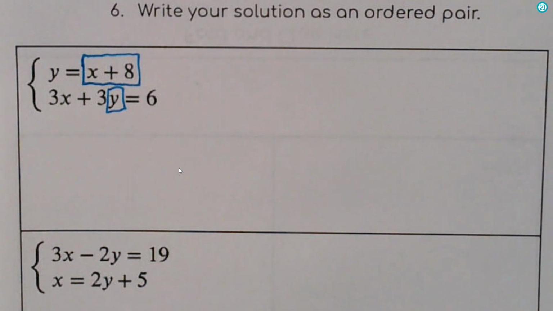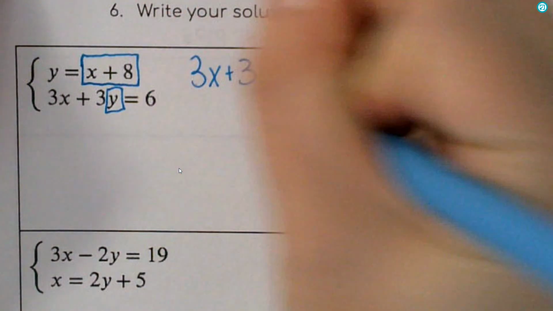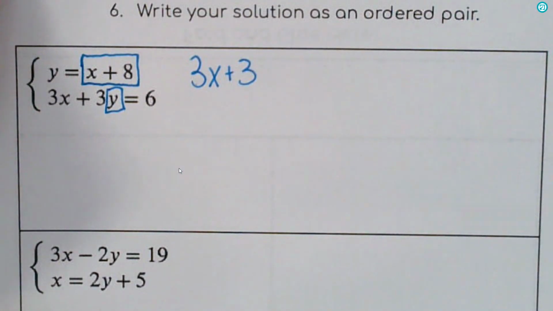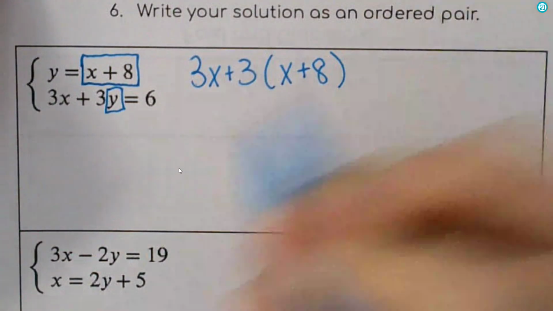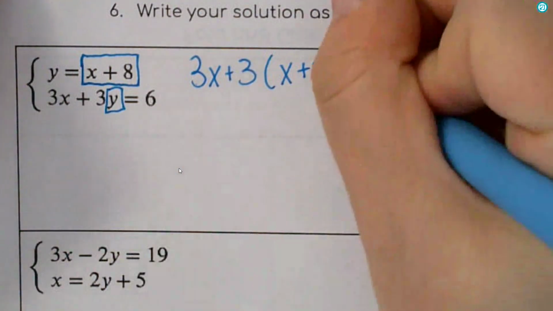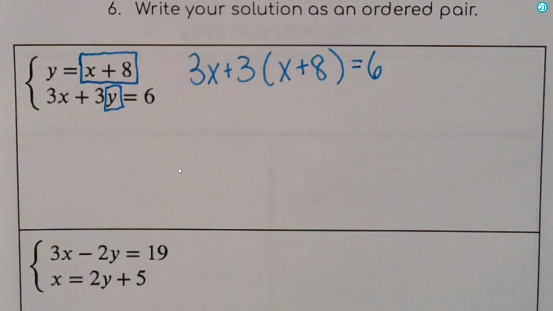So what that's going to look like is I'm going to take my bottom equation and rewrite it. I'm going to have 3x plus 3, but instead of the y, I am going to put in x plus 8 in parentheses. And then I keep writing the bottom equation. It is equal to 6. So that's the exact same as the bottom equation, except the y has been replaced with an x plus 8. And the reason why I'm allowed to do that is because y equals x plus 8. Any questions about that?